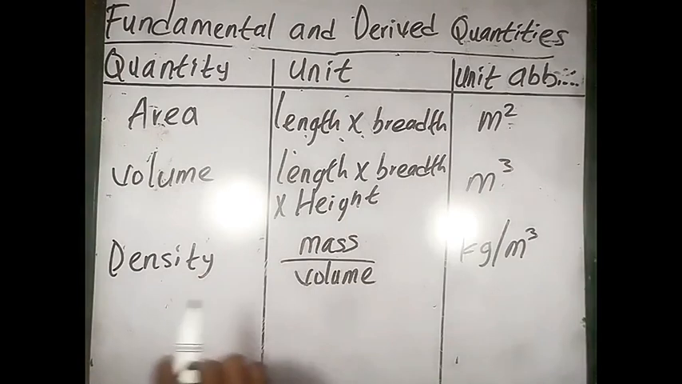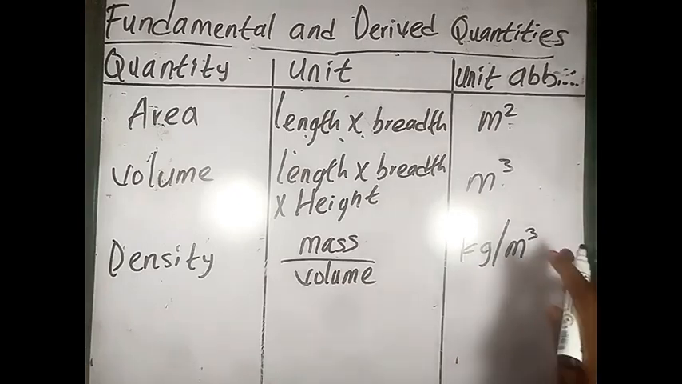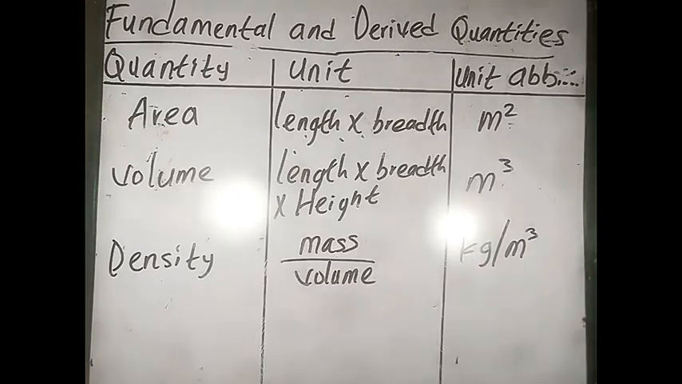Density is mass over volume, and the unit is kilogram per meter cube. This is the end of this episode. In episode 3, I will teach you how to derive the units of any derived quantities at all. See you in the future episodes.